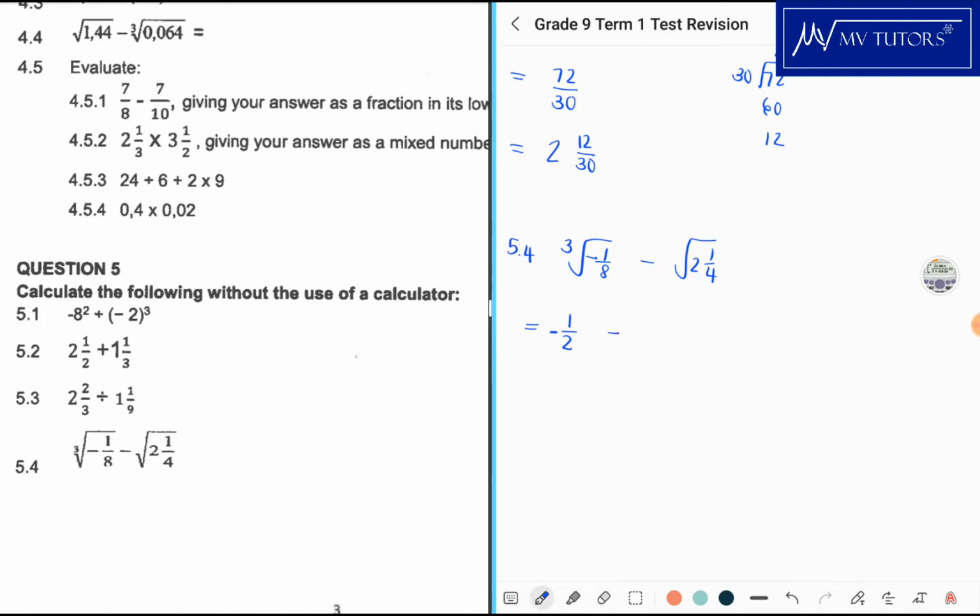And now, I would suggest we change this mixed fraction to an improper fraction. So 2 times 4 is 8 plus 1 is 9. So we have 9 over 4. That's the square root. Okay, and you can then write it.